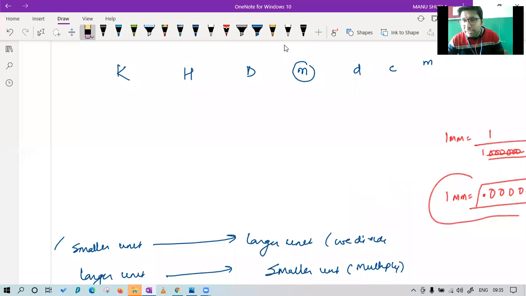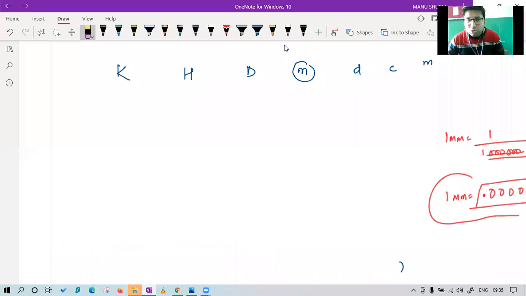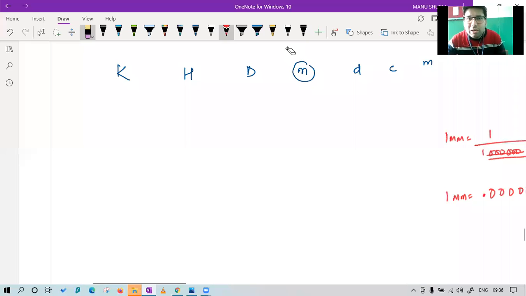Now we are ready for the next concept, that is area. Class, now we are ready for the next concept, that is area. Can anyone tell me, in 1 meter how many centimeters are there? In 1 meter, how many centimeters? It is very simple. We have done this many times. Yes, there are 100 centimeters.